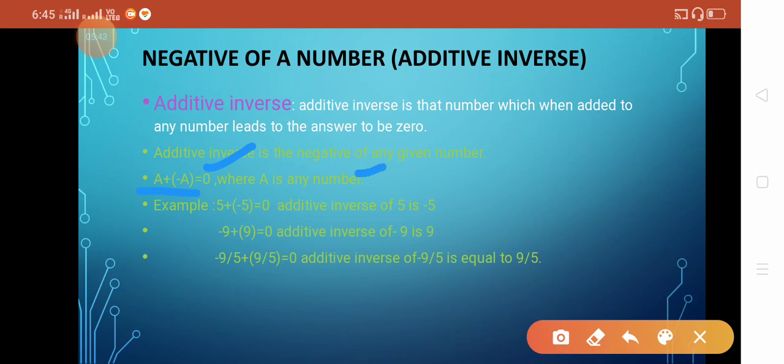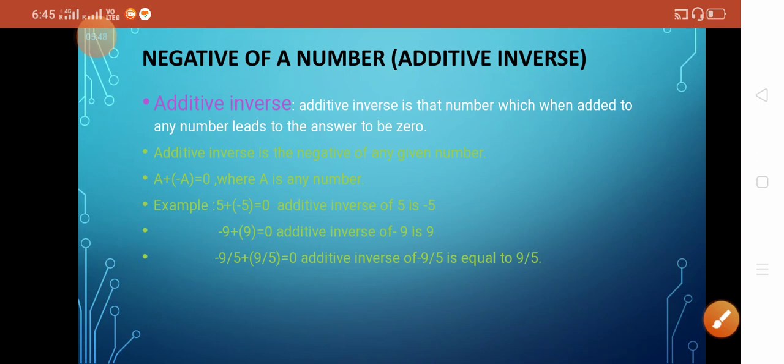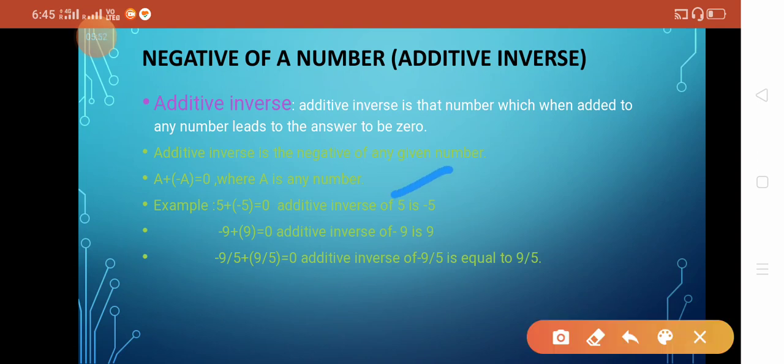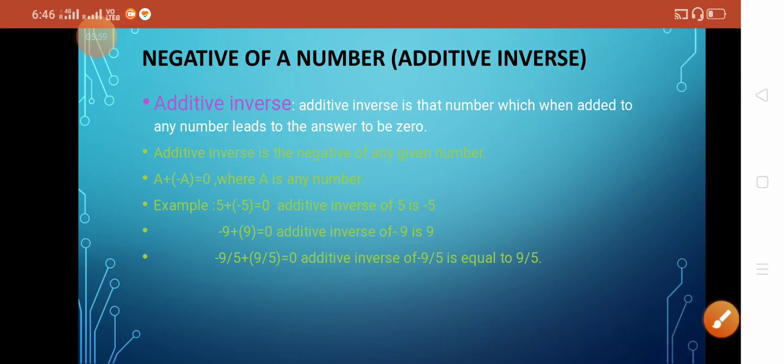So a is any number and minus a is the additive inverse. Here are some examples. You can see that 5 plus minus 5 is equal to 0. So the additive inverse of 5 is minus 5. Additive inverse of minus 9 is 9. Additive inverse of minus 9 by 5 is 9 by 5.